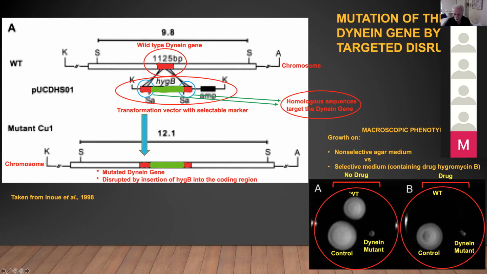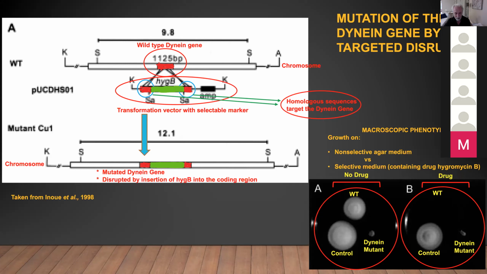And so if you look at growth on a medium without drug, non-selective, wild type grows just fine. The control, this is the one where the vector inserted somewhere else, it grows just fine. Look at the Dynein mutant. And this brings up sort of an interesting side story here. Satoshi started this project with the goal of getting a Dynein mutant. And after some long period of time, he came to me one day and said, look, I'm not getting anything. It's not working.